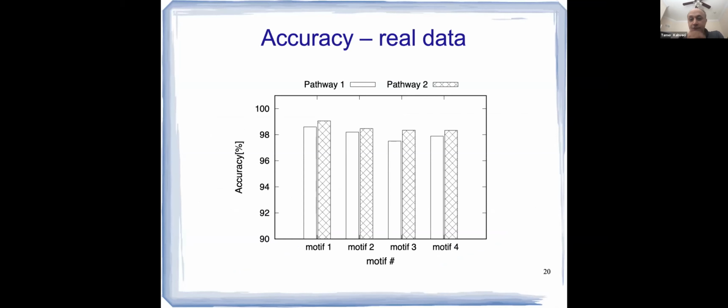This is our accuracy for the 2 pathways for the 4 different motifs on the real data. Again, the results that we are observing are better than what we were observing for the synthetic data. Our accuracy at best is somewhere between 97, 98% accuracy and around 99% accuracy.